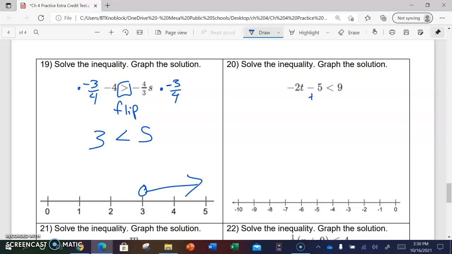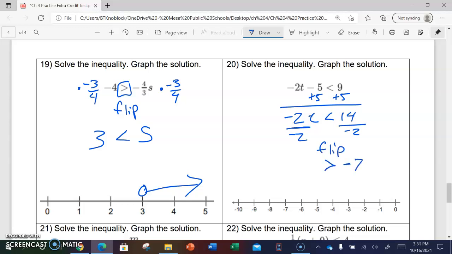This one, you've got to go plus 5, plus 5. Negative 2t less than 14. Then we divide by negative 2. You have to flip. We get negative 7. So t is greater than negative 7. Circle is going to be empty at negative 7 and going to the right.